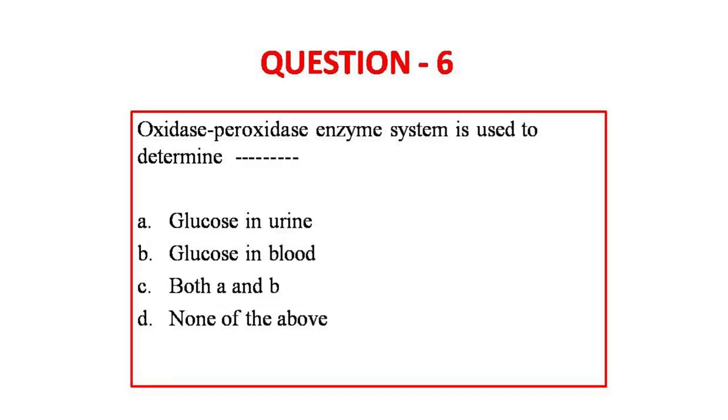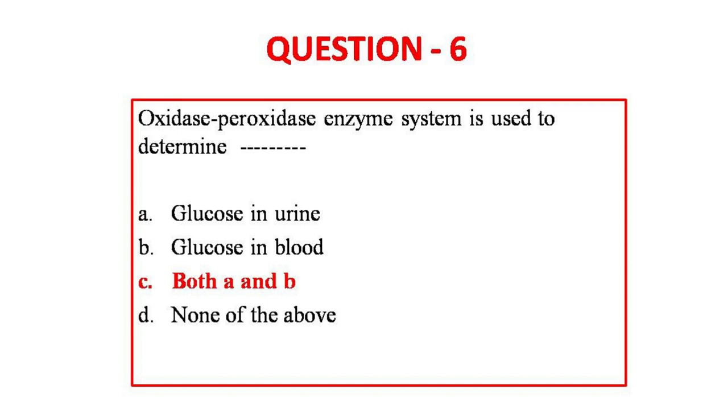So moving on to question number 6. Oxidase peroxidase enzyme system is used to determine: glucose in urine, glucose in blood, both A and B, none of the above. So the answer to this question is both A and B, glucose in urine as well as glucose in blood. This is the reason why they use the glucose oxidase or peroxidase reagent along with O-dianisidine when they are doing any clinical study or checking the amount of glucose.